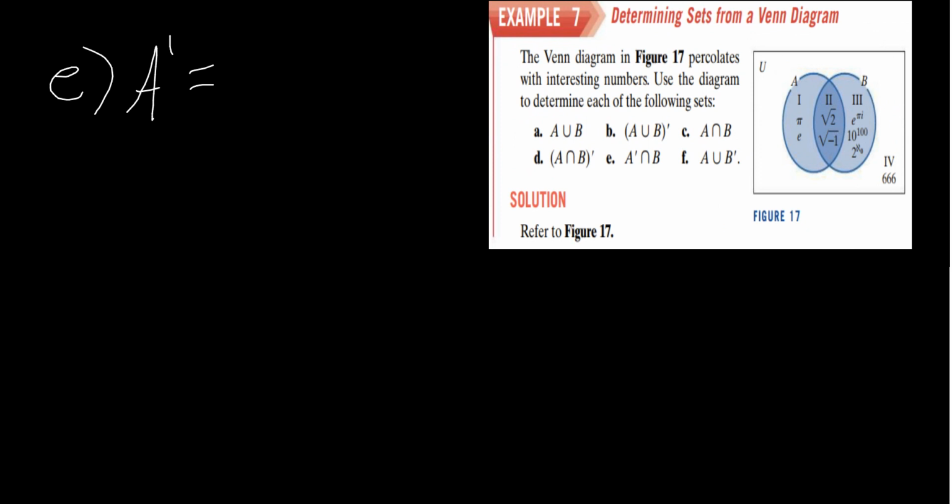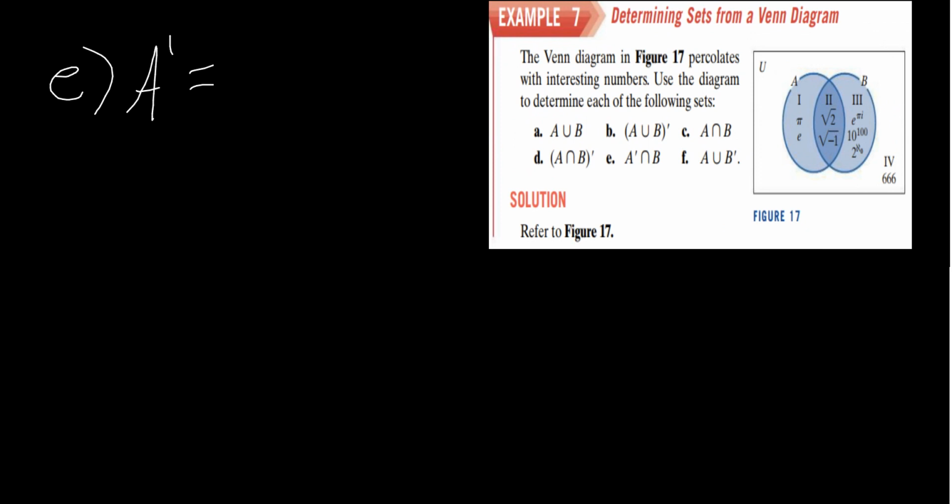Okay, so E is what we're really focusing on here. So let's first look at A complement. A complement, again, are the elements that are not in A. So I guess we'll just go and blow this up. Alrighty, so what are the elements that are not in A?